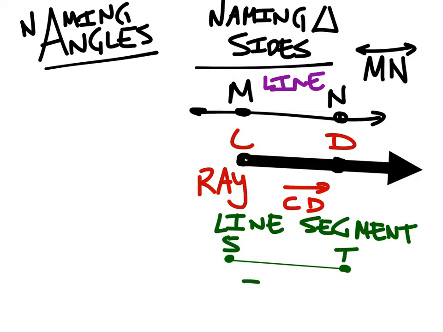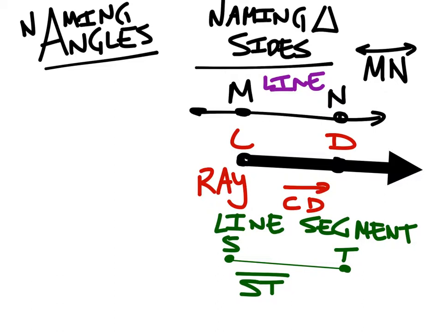Okay, so this would be segment ST with a line over it. No arrows, no nothing. This shows line segment. So when it asks you to draw a line segment, that's what it's asking you to do with some given length, which is why we gave you a grid, even if it didn't print very well.